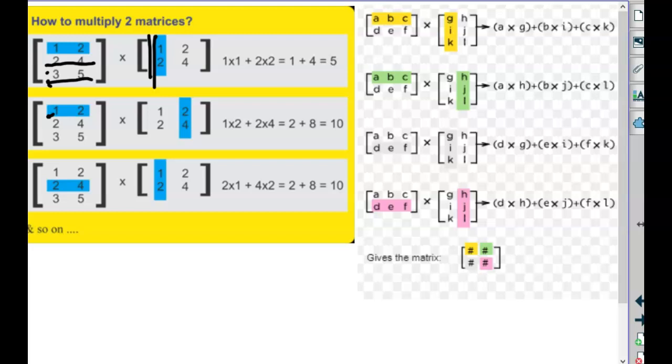Did I just explain that wrong? Mm-hmm. Okay. It actually doesn't matter the order you do it in, but they're doing row 1 times column 1 and then row 1 times column 2. And then they go back and do second row times column 1, second row times column 2.